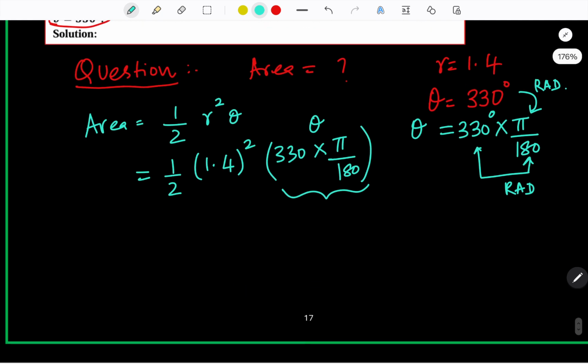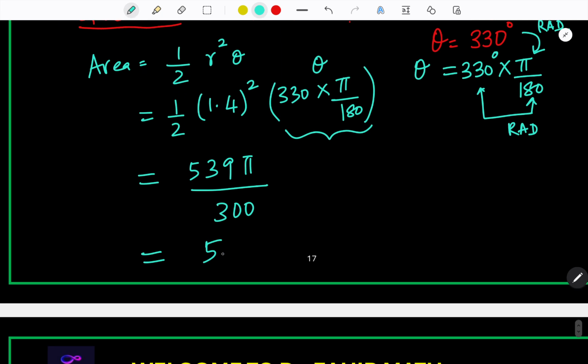All together we are going to put in the calculator. Half, 1.4, the whole square, and then 330, and then multiply by pi over 180, which is going to become 539 pi divided by 300, or you can also write in decimal, which is 5.64. Both the answers are correct.